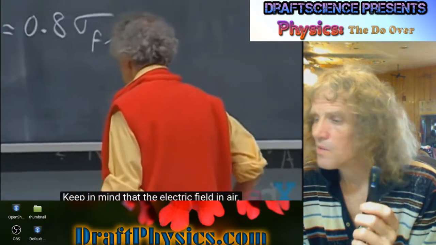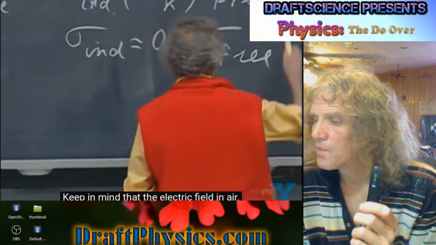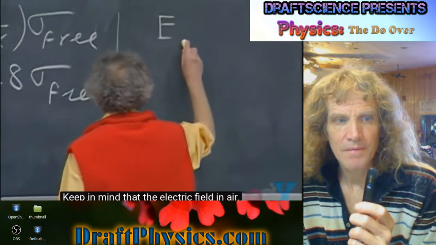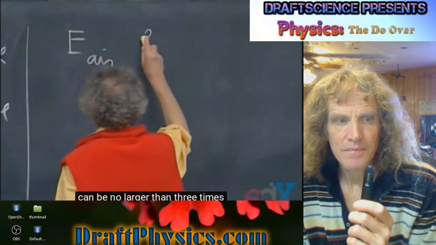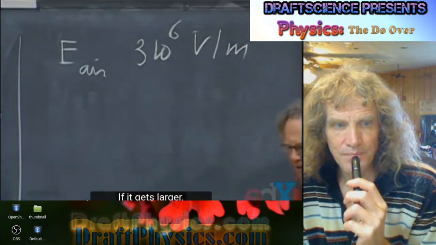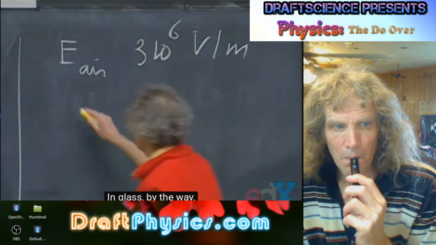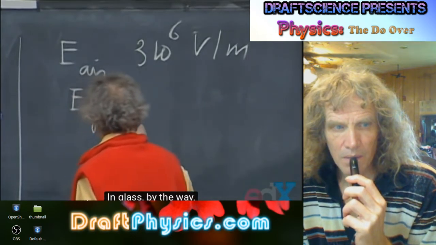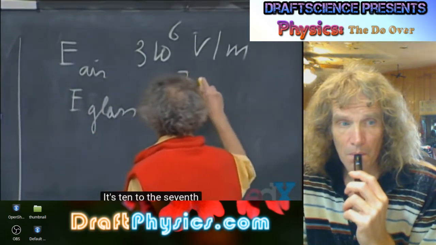Keep in mind that the electric field in air, E in air, can be no larger than 3 times 10 to the 6 volts per meter. If it gets larger, you get corona discharge. In glass, by the way, it's a bit higher. It's 10 to the 7 volts per meter.